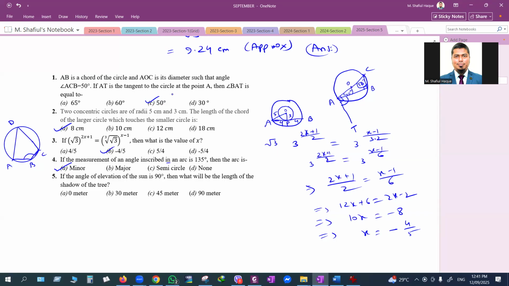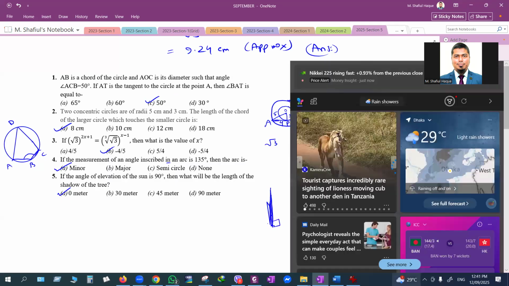The angle of elevation of sun is 90 degree. Then what will be the length of the shadow of the tree? 90 degree means there will be no shadow. The length of the shadow will be 0 meter, because if it is 90 degree, that means from the foot of the tree, the angle of elevation will be calculated. So there is no displacement of shadow. So angle will not be less. It will be vertically calculated. That's why it will be 90 degree, and the shadow will be 0.